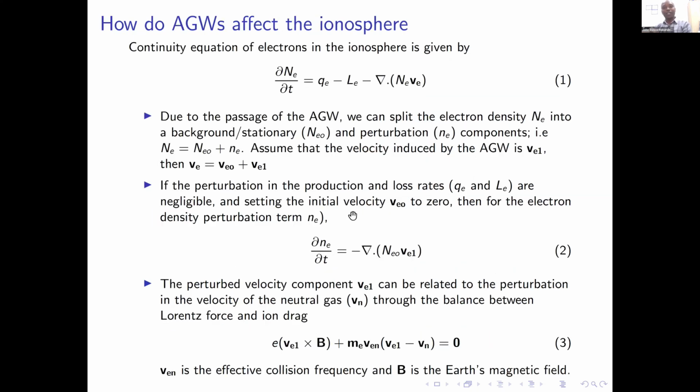Okay, so let's look at how these kinds of waves interact when they propagate within the ionosphere. For this, we start with the continuity equation, which is equation 1. In that equation you can see QE and LE, where QE is the production rate and LE is the loss rate. NE is the electron density, while VE is the velocity of the electrons. If we assume initially a background or stationary condition, then when a gravity wave passes, we can split the electron density into the background and the perturbed component as a result of the passage of this gravity wave. That is what we have here as NE, which is equal to NE0 plus the perturbed component.